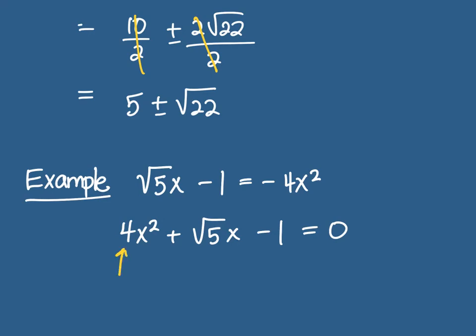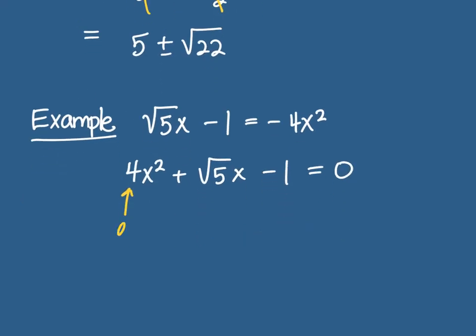So the 4 is the a value, the rad 5 is the b value, and the negative 1 is the c value. It's okay to have a, b, and c values that are less than pretty. Rad 5 isn't necessarily the nicest looking number, but it still will work.